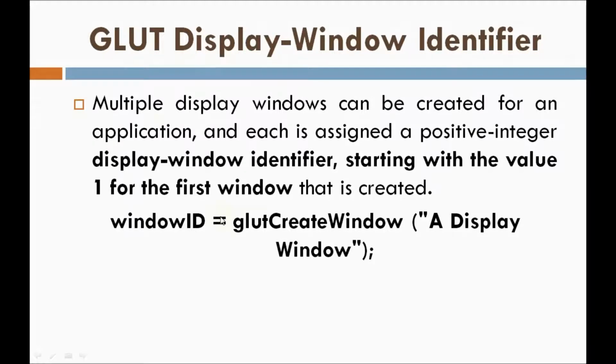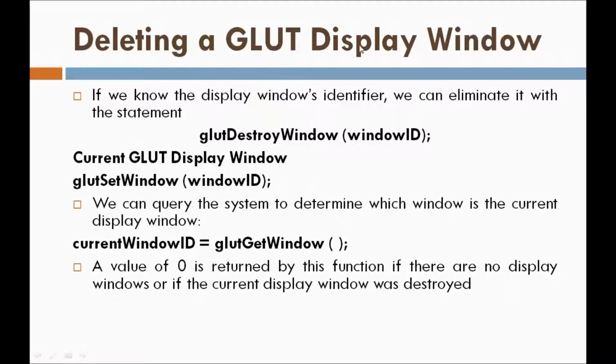Right, guys? Now if you want to delete a display window, you can use the command glutDestroyWindow. You give a window id; it will take the window id as a reference and delete that window. In our case there is only one window, so I can give window id as 1 and it will delete that window. If there are multiple windows, no problem, you can give that particular window id and it will be destroyed.